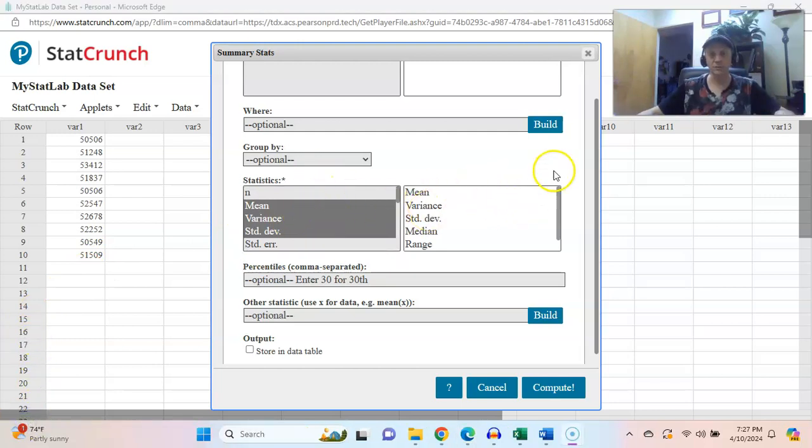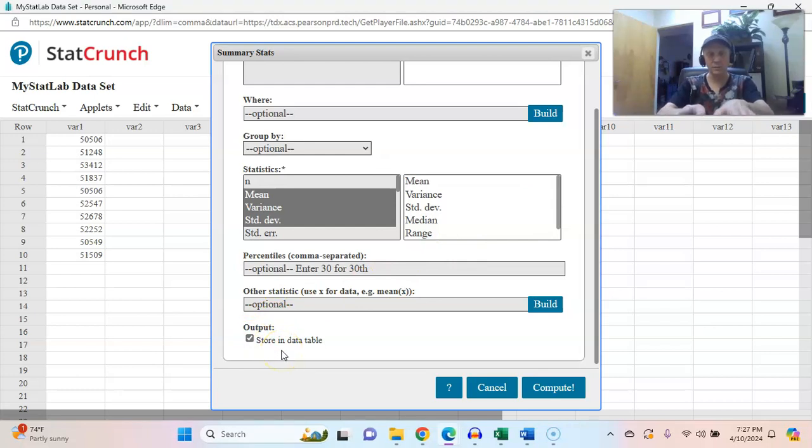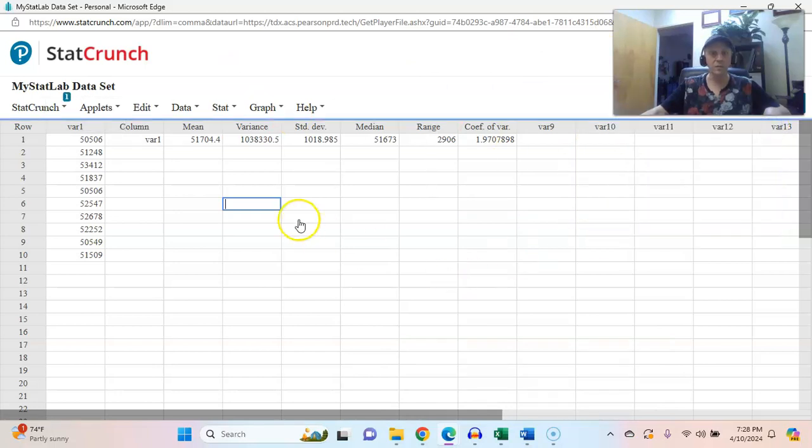Okay, so I've selected a whole bunch of them. What I like to do, by the way, when I calculate these numbers, is store them in the data table. That means that when we close this pop-up, we'll actually see all of our results in the original table. So when we click Compute, here they are. It gives you a little confirmatory message here, which I can close. But over here, all those statistics were inserted into the table. So the mean was this number, the variance, the standard deviation, median, range, coefficient of variation. Very easy.